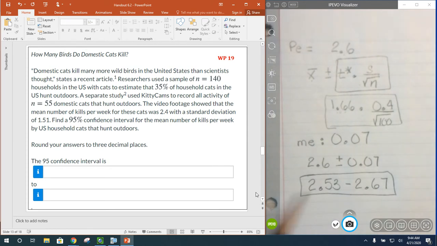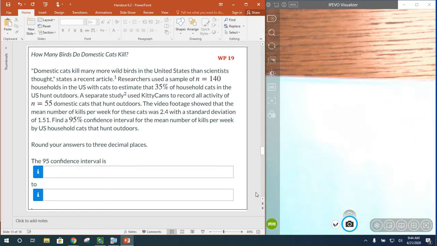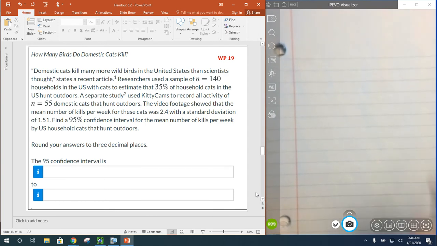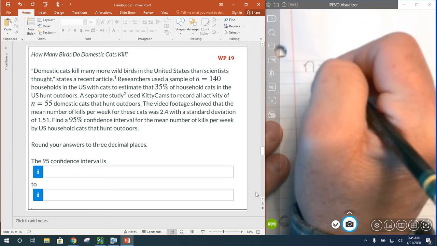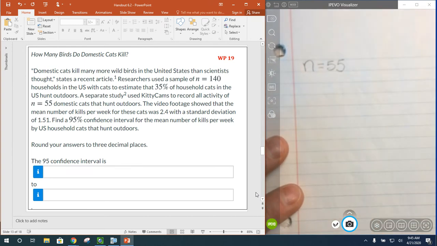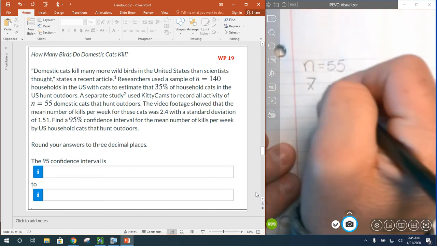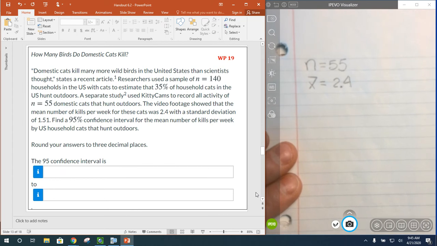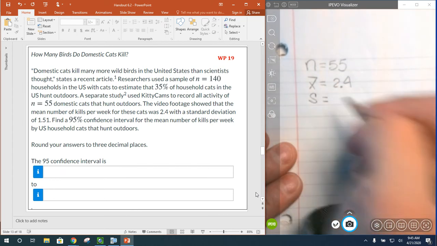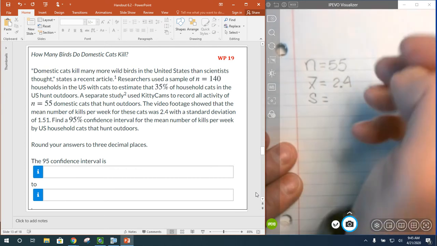Okay, so a couple of things. First of all, I see an N equal 140 and I see an N equal 55. Well, remember, we're doing a calculation of the sample data, okay? And we're using it for the population. So for us, N is going to be equal to 55, not 140. That was the population N. We are also going to use X bar at 2.4 because that's what it says the average is, and the sample S, so we don't have a sigma, we have a standard deviation, is 1.51.